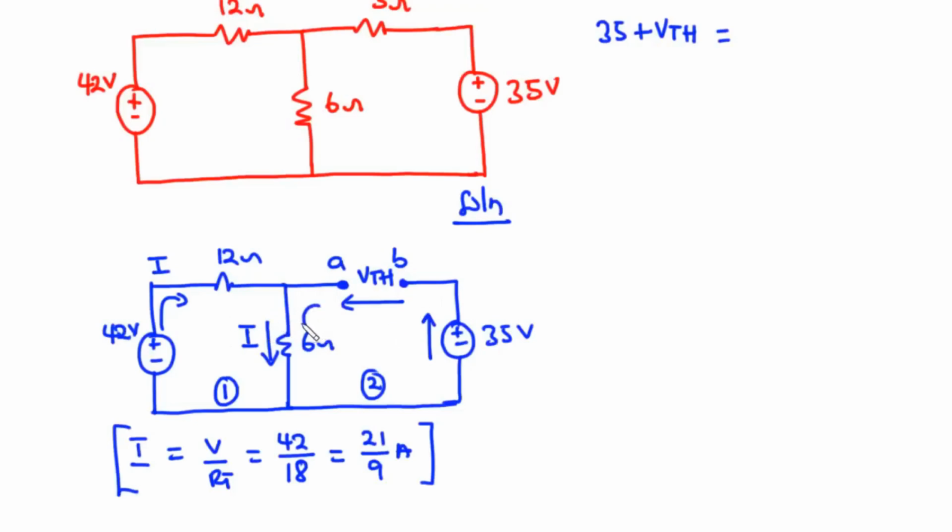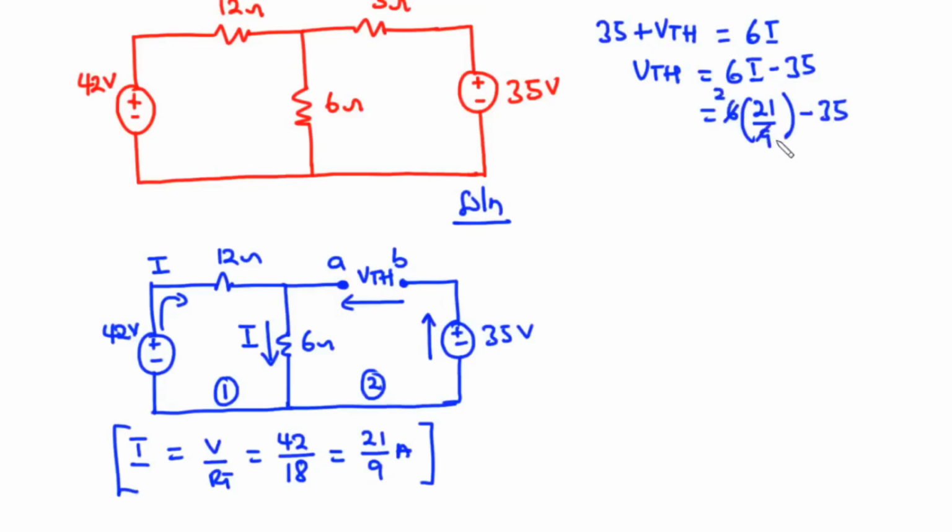So we have I times 6 also moving in the anti-clockwise direction. So that is equal to 6 times I. Now since we want to find the value of VTH, we are going to transpose 35 to the right hand side. So this becomes 6I minus 35. We know the value of I to be 21 by 9, that is 6 times 21 by 9 minus 35.